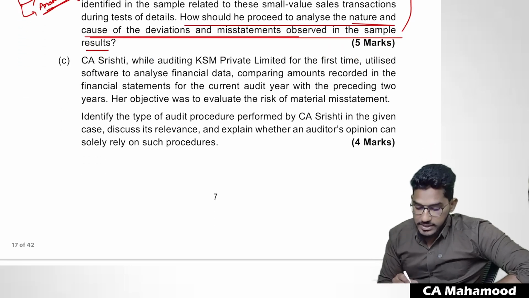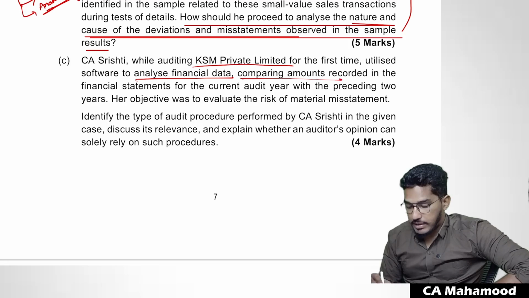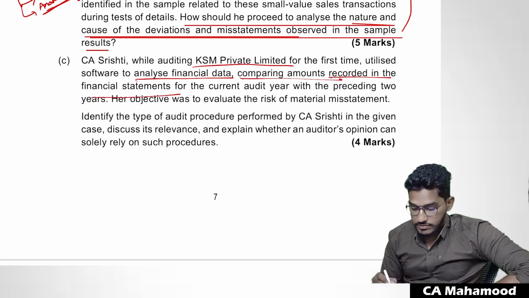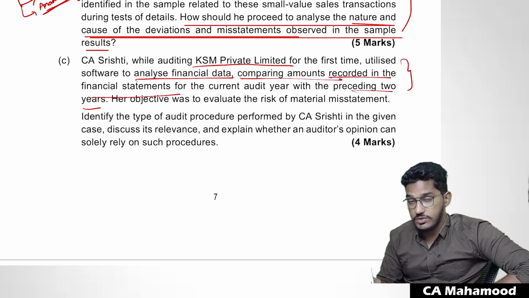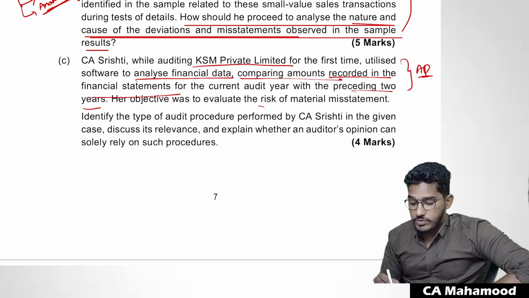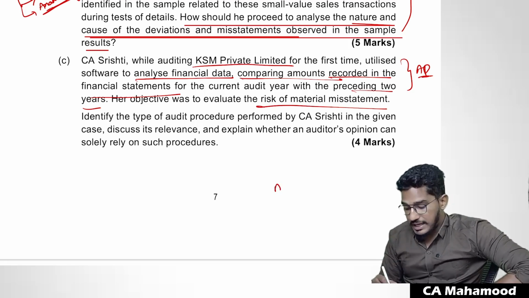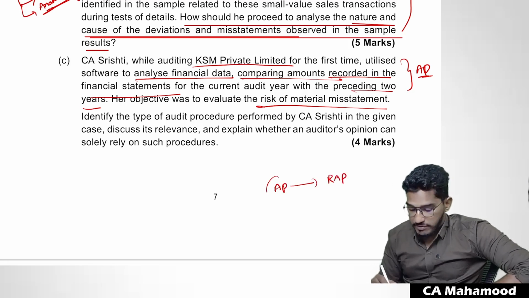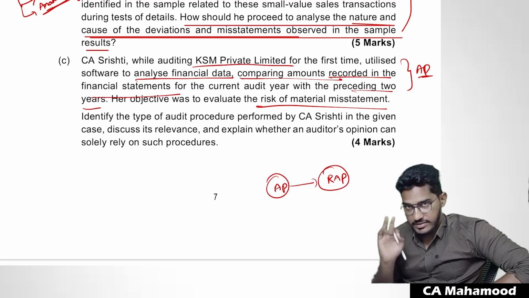Next. CS Srishti, while auditing KSM Private Limited for the first time, utilized software to analyze financial data, comparing amounts recorded in the financial statements for the current audit year with the preceding 2 years. Comparison. So what she is doing, analytical procedure she is doing. Her objective was to evaluate the risk of material misstatement. So that means this particular auditor is using analytical procedures as a risk assessment procedure. She's performing analytical procedure as a risk assessment procedure.